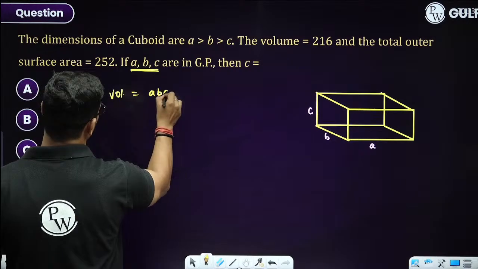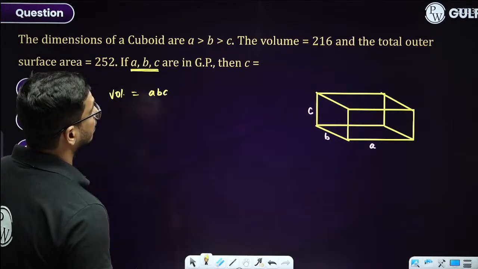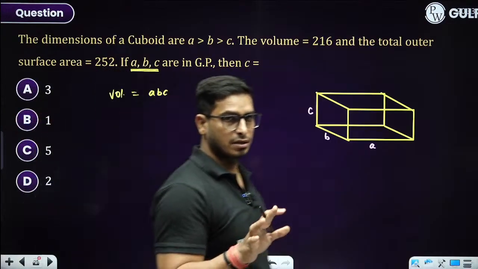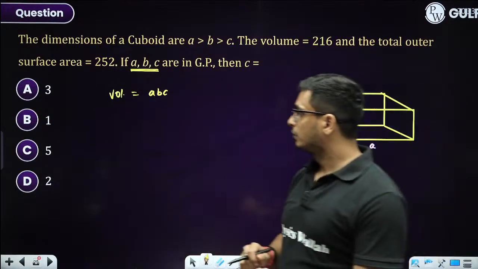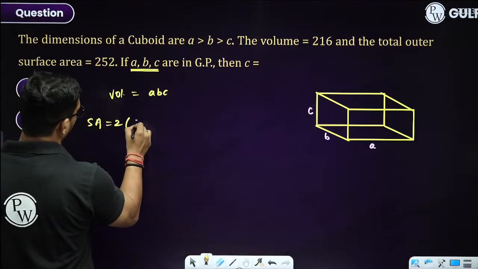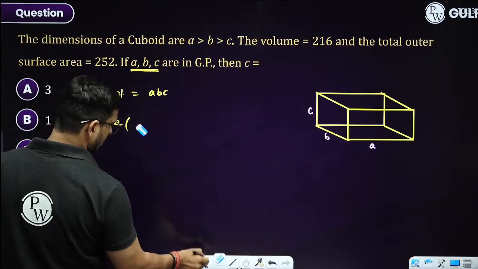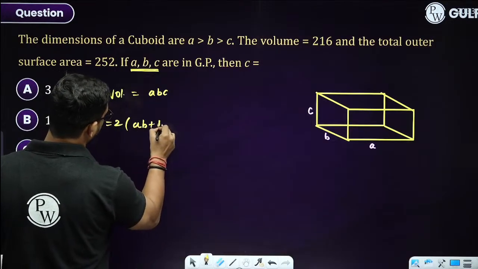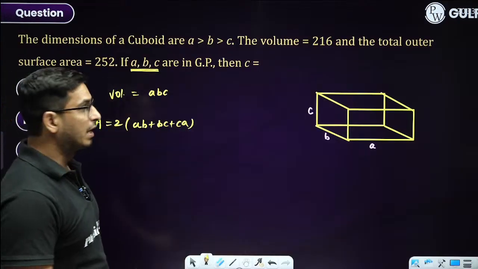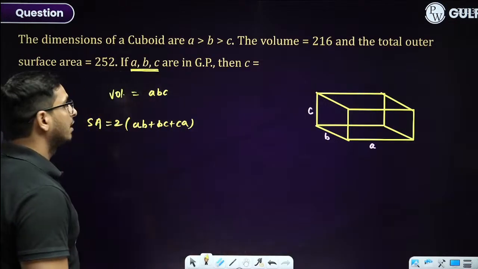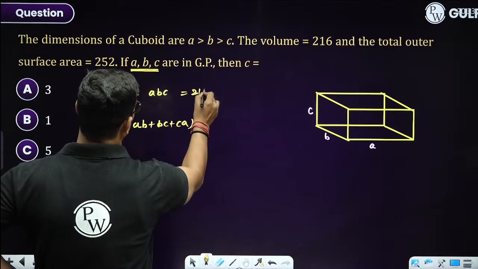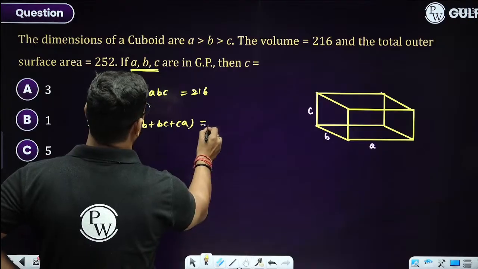So volume is A, B, C. Correct? And the outer surface area. Surface area is twice of AB plus BC plus CA. Correct? Now what they are saying: A, B, C are in GP. Volume is 216 and surface area is 252.